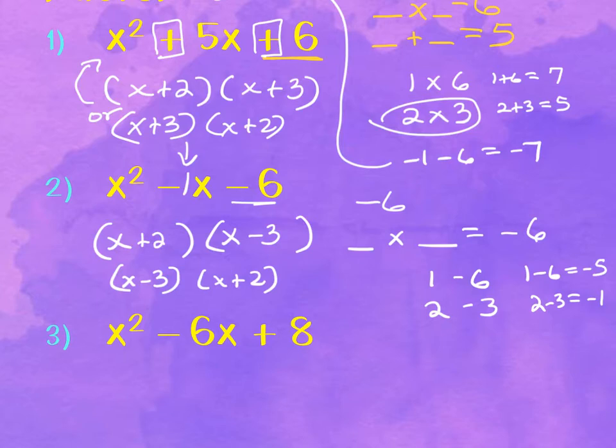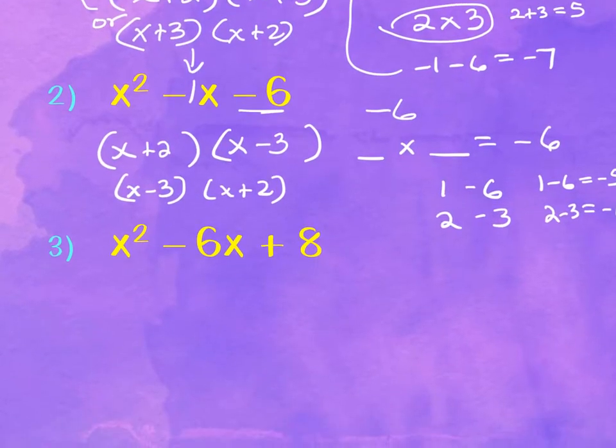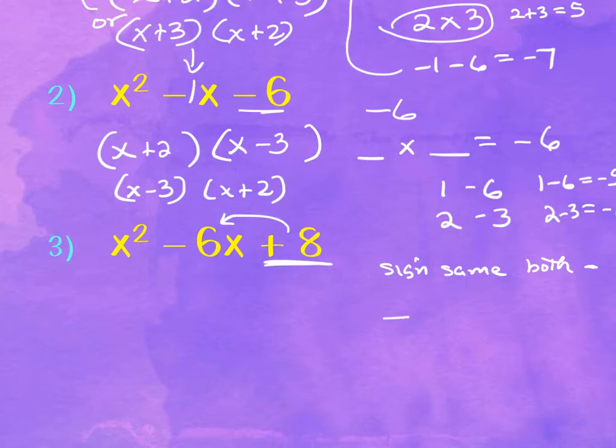Let's try the next one. Notice my last term is positive, so that tells me my signs need to be the same. And the same sign that they're both going to have is the middle, so they're both going to be negative. So two numbers that will multiply to give me 8, but who will also add to give me -6. And they're both going to be negative numbers, because a negative times a negative is a positive.